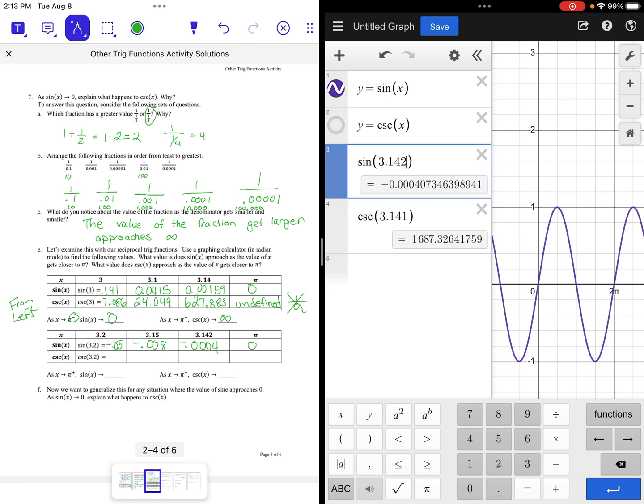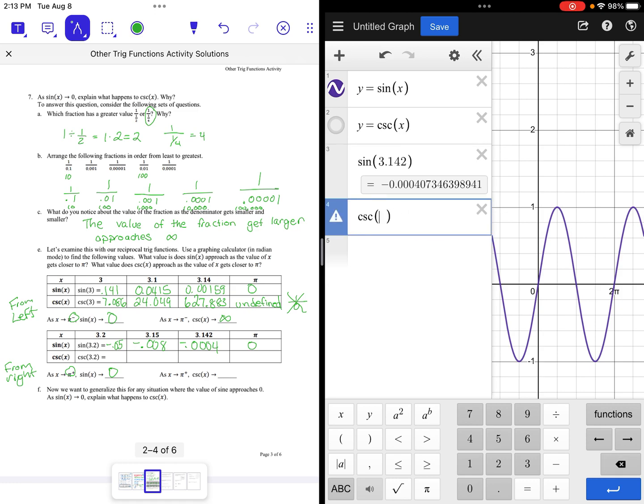And so just take a minute and predict. Yes, sine is still approaching 0. This time, you notice the little plus sign, we're going from the right. But what's going to happen when we look at the reciprocal functions?